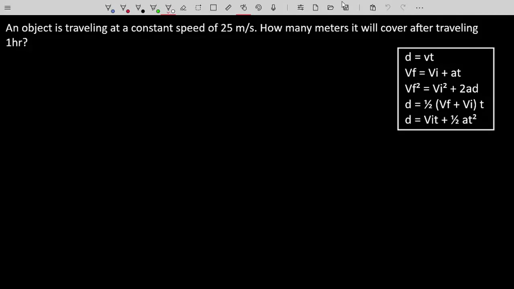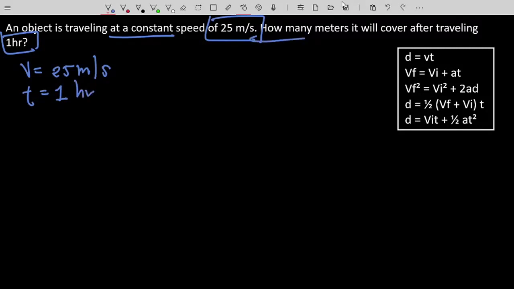Now first thing to do whenever we want to solve a certain problem which relates to kinematics, we have to identify the given variables. Now, we know that the object is traveling at a constant speed of 25 meters per second. So therefore, the velocity is equal to 25 meters per second. Now we know that the object is traveling for 1 hour. Then we should know that the time is equal to 1 hour. So how many meters will it cover? Therefore, we should know that what we are trying to look for is the distance.